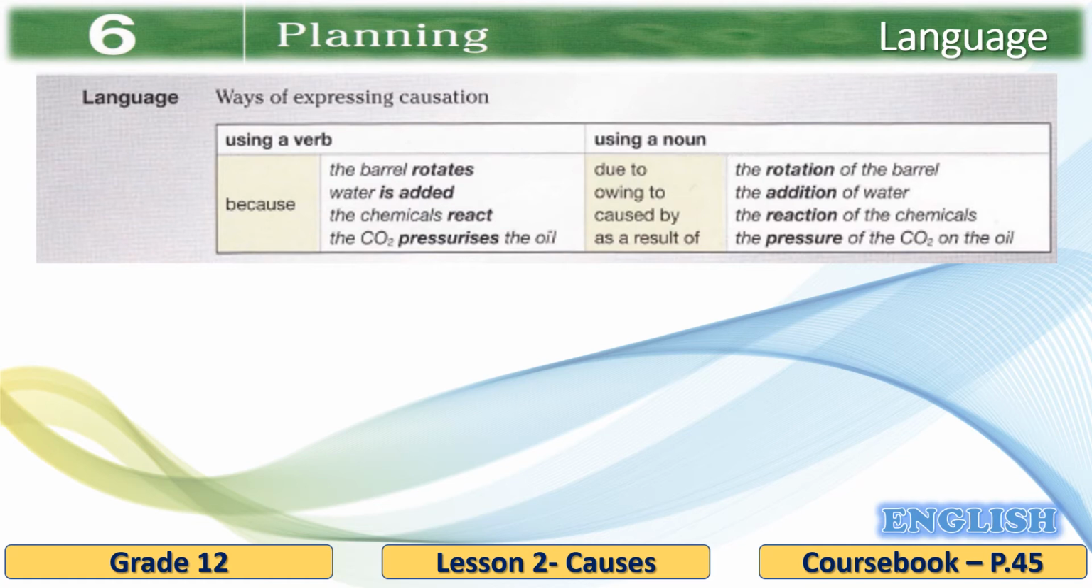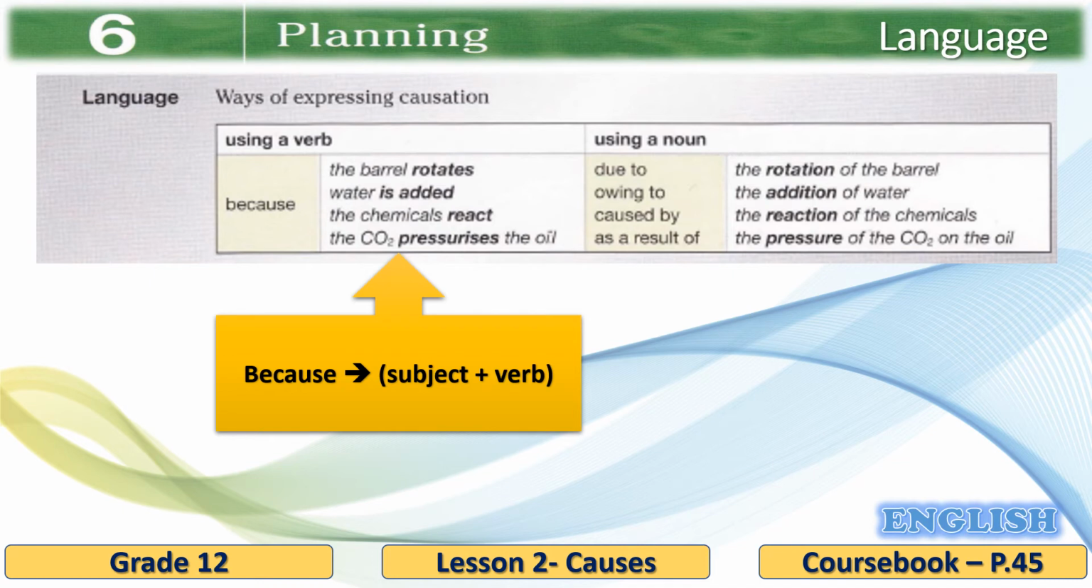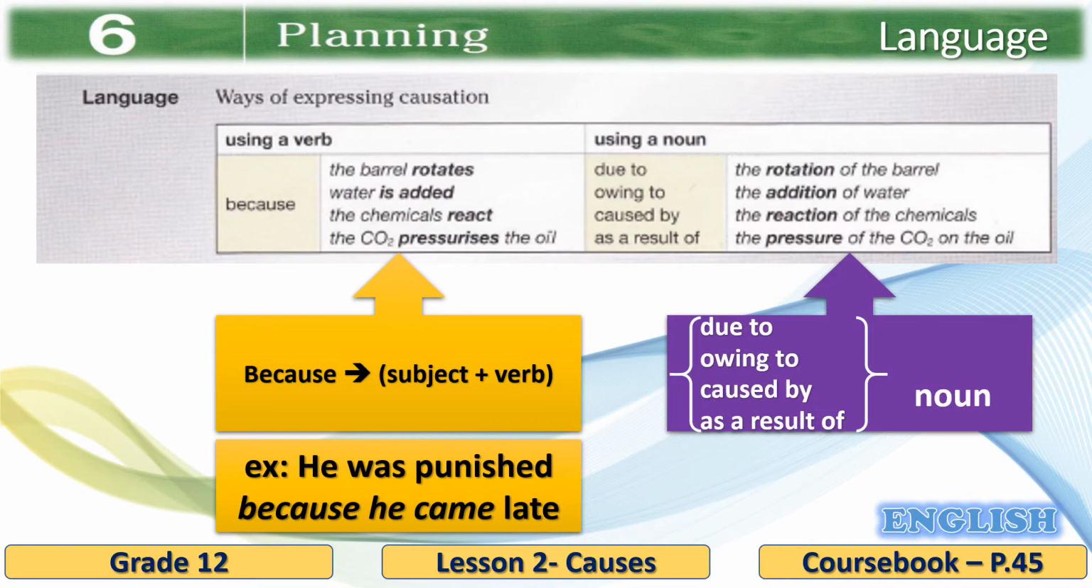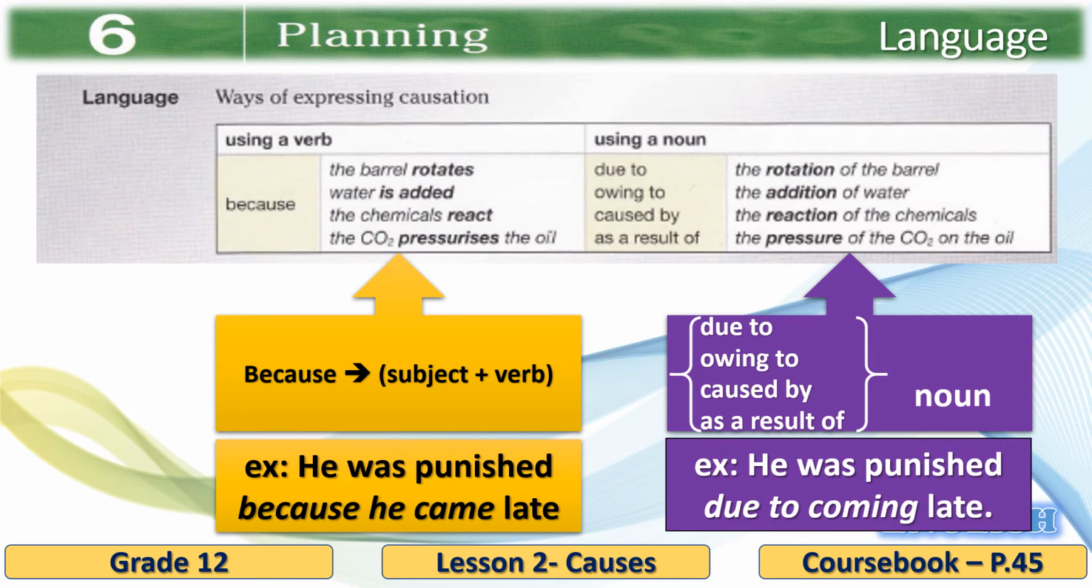Due to the rotation of the barrel, or owing to the addition of water, or caused by the reaction of the chemicals, and the last example, as a result of the pressure of the CO2 on the oil. So as you can see here, we have no verbs. All are followed by nouns. So here we have a summary. Because is followed by a clause, subject plus verb. Example, he was punished because he came late. Here after because we have a subject he and the verb came. On the other hand, we have the words due to, owing to, caused by, as a result of, plus a noun, like the example, he was punished due to coming late. Here we have the noun coming that follows due to.